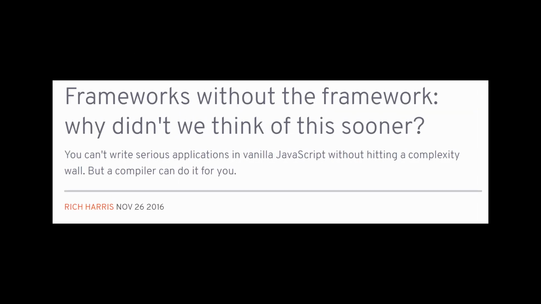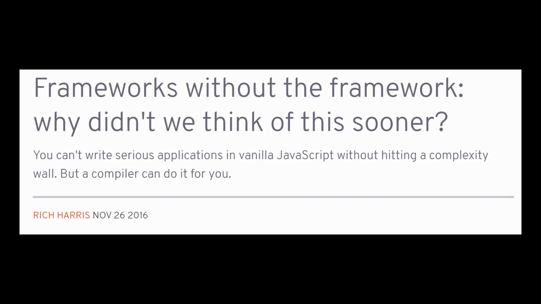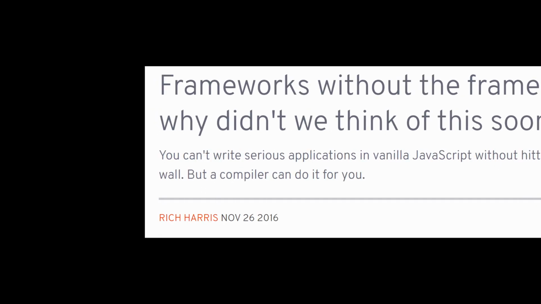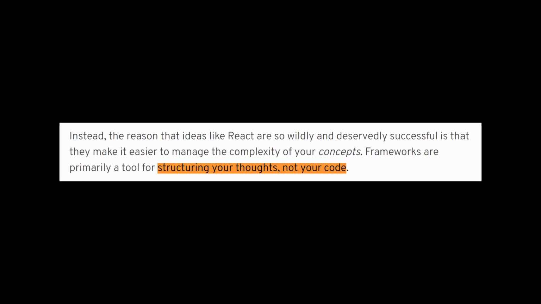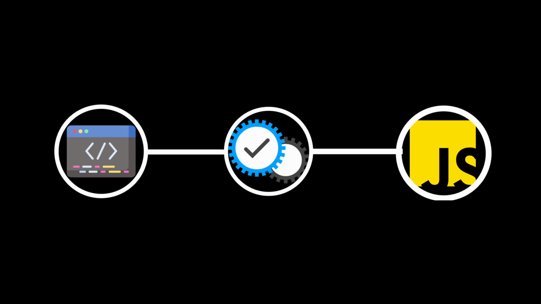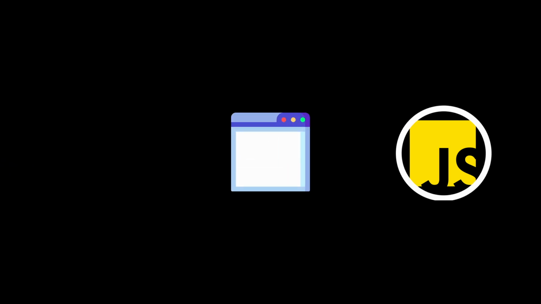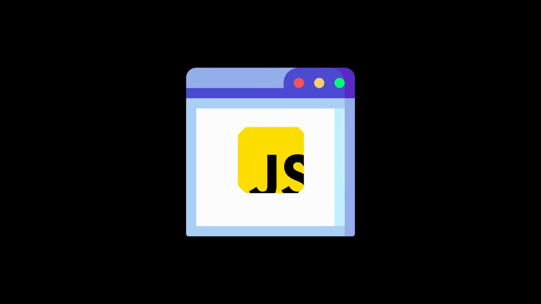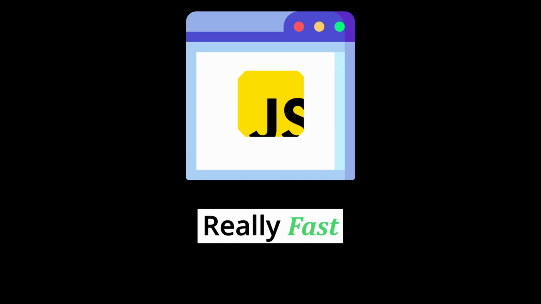Frameworks without the framework was the title of the blog post introducing Svelte back in November 2016. Modern frameworks are great to help us structure our thoughts, but not our code, and that's exactly where Svelte shines, by converting your application into pure vanilla JavaScript at build time, making the package easy to interpret by the browser, so your application loads fast, like really fast.